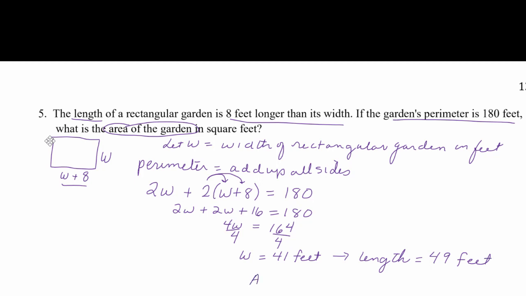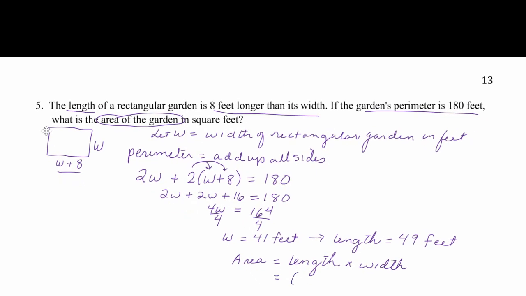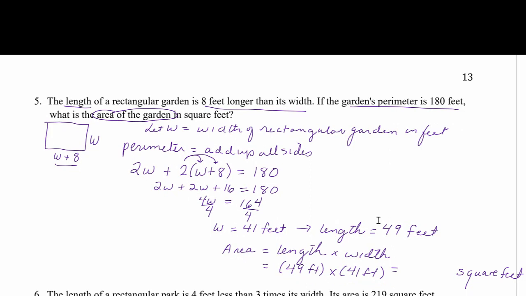And now for the area. So we have to remember that the area of a rectangle is length times width. So we're going to multiply the 49 feet times the 41 feet. And our area is going to be in square feet, right? So I'm going to go to my calculator. And 41 times 49 is 2009. So the area of our garden is 2009 square feet. Okay, let's go to the next one.